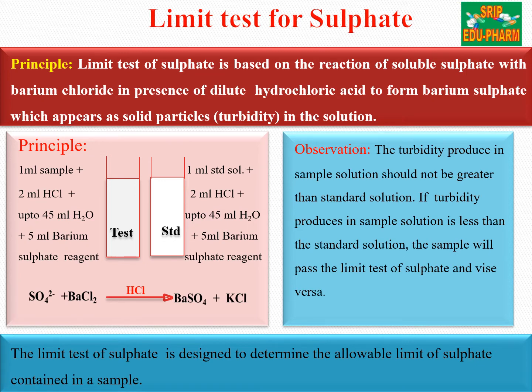Then in both the Nessler cylinders add 2 ml dilute hydrochloric acid and dilute up to 45 ml with water. Further, in both the Nessler cylinders, add 5 ml barium sulfate reagent and keep aside for 5 minutes, and observe the turbidity produced in the sample and compare with the standard solution.